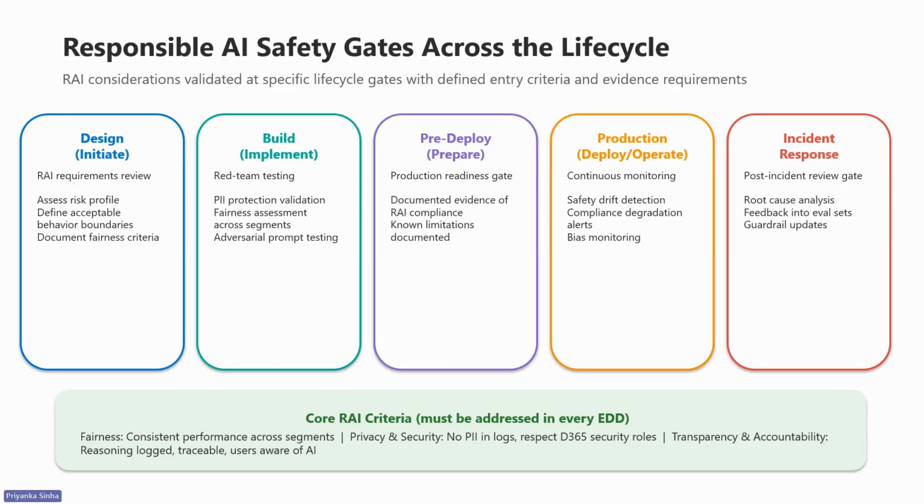Finally, note the three core RAI criteria at the bottom that must be addressed in every evaluation design document. And for transparency, you should log with traceable reasoning, so users are always aware that they are interacting with the AI.